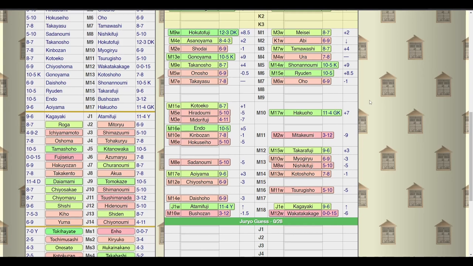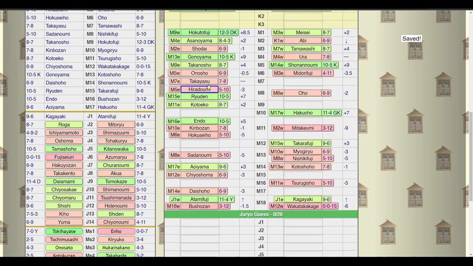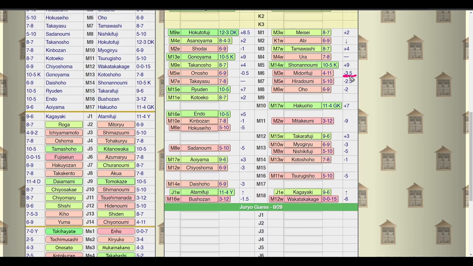So does Midori get ahead of Ryuden? Does Midori and Hirudo Uemi get ahead of Ryuden? And my answer to that is yes. I think that's how they're going to do it. In fact, this is how I have it set up. Now, I did some looking up, and 3.5 ranks of demotion on 4 and 11, at least for maegashira 3, it doesn't happen. This would be the biggest under demotion for somebody from this rank in the last 20 years. But will they do it anyway? Yeah, I think they will.